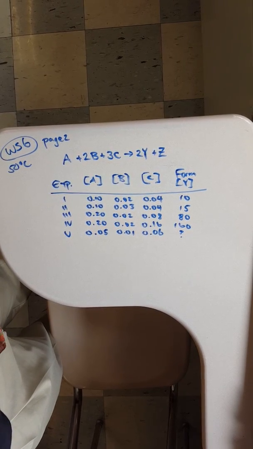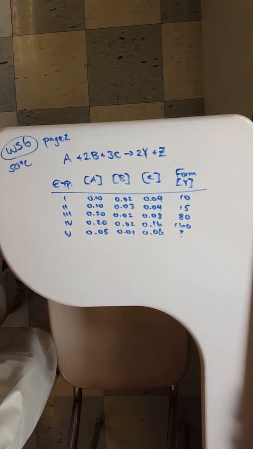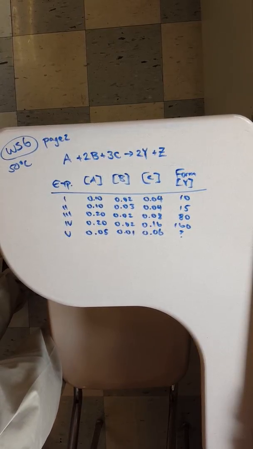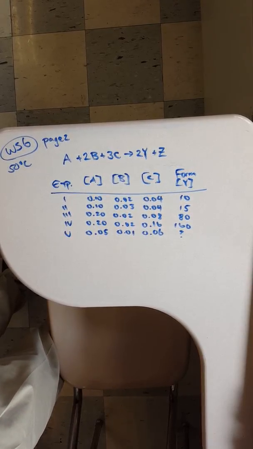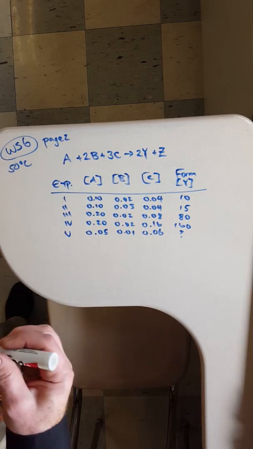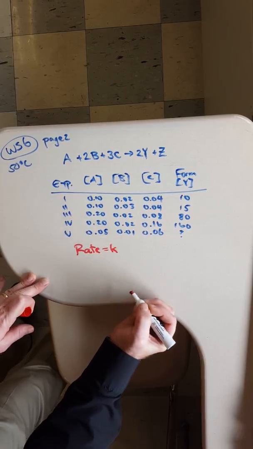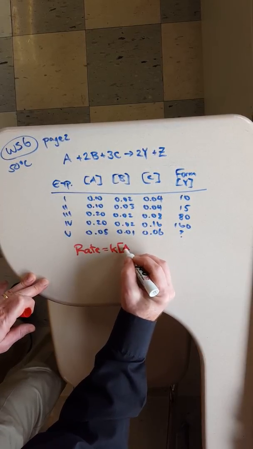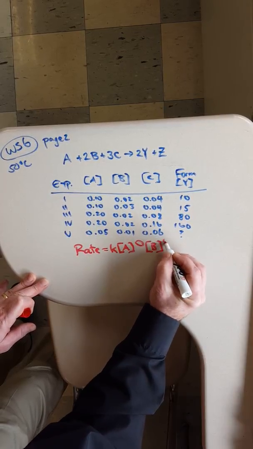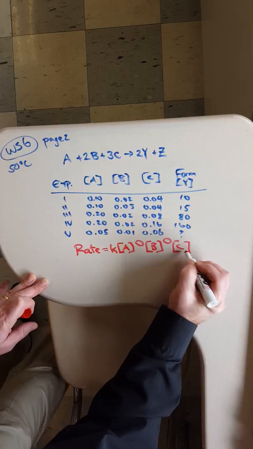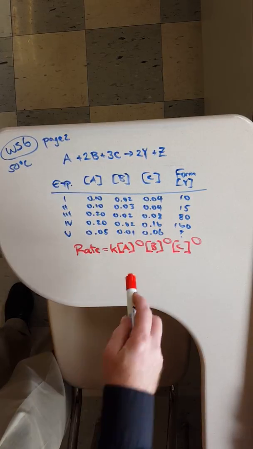So let's turn to worksheet 6, second page. We've got a fairly complex system here. A plus 2B plus 3C goes to 2Y plus Z, and they give you a fairly large table for your data. General expression for your rate law. Rate is equal to some rate law constant. I've got 3 reactants, A to some order, B to some order, C to some order, and we're going to set out trying to find the orders for A, B, and C.